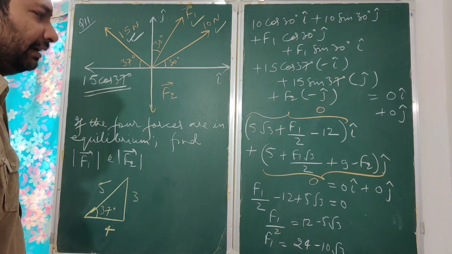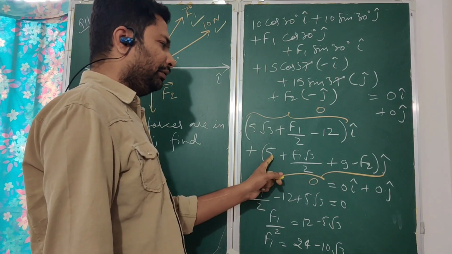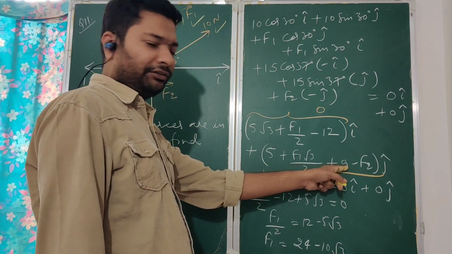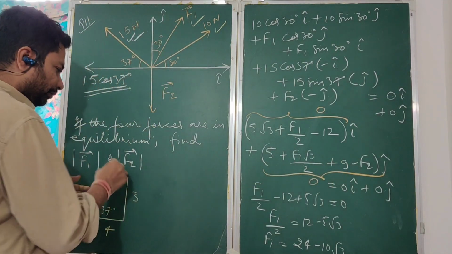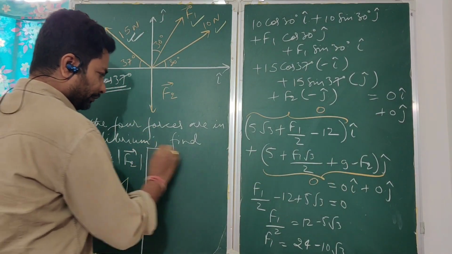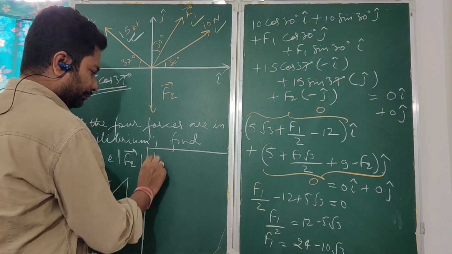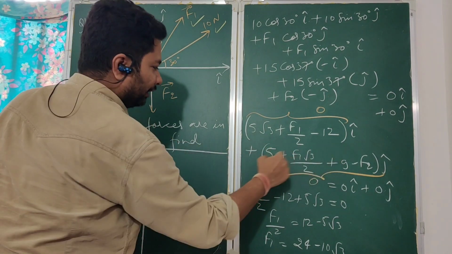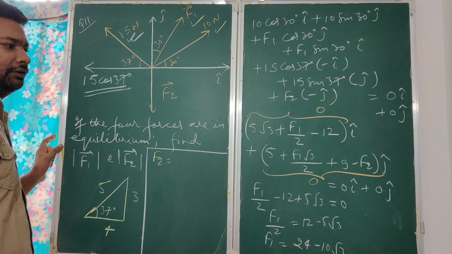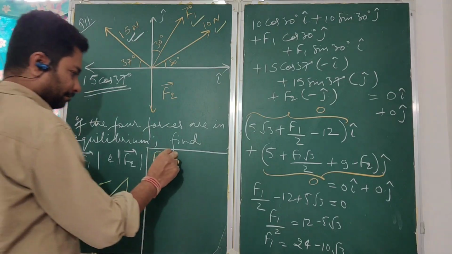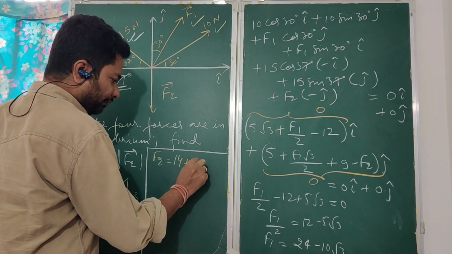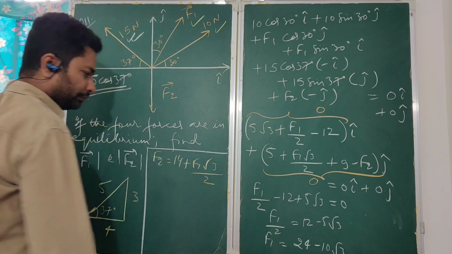24 minus 10 root 3. And what is f2 here? We can find it from the second equation. So f2 will be equal to, you can see it there, 9 plus 5 is how much? 14 plus f1 root 3 by 2.